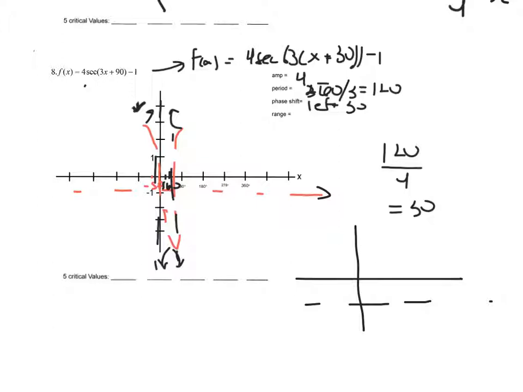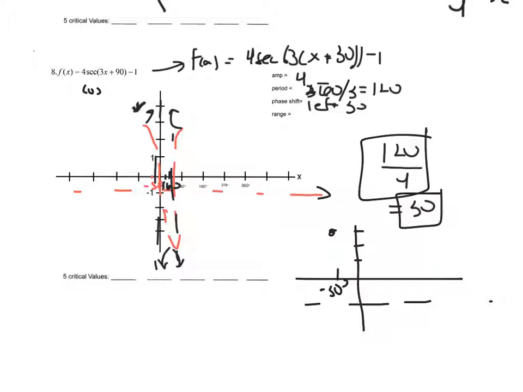This is the reciprocal of cosine. So you're going to be drawing a cosine curve. You're starting at -1. You're going left 30 degrees. So this is like -30 degrees. And remember, you can divide your period by 4. So every 30 degrees, something is happening. The thing to be careful of here is that at -30 degrees, you're 4 above your midline. So you're actually going to start at 3.